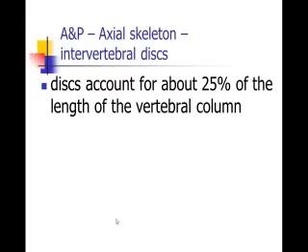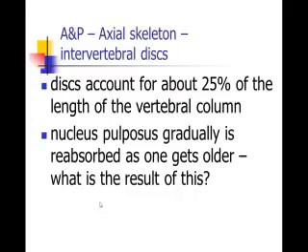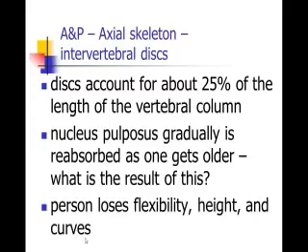The discs account for about 25% of the length of the vertebral column. That's a pretty substantial amount. And as one gets older, the nucleus pulposus is gradually going to be reabsorbed. This has several unfortunate consequences. One would be the person gets shorter. Another would be less flexibility. And the other, the curves go away. Because remember, the curves are caused by the wedge shape of the discs, and if the discs become deflated, they become less wedge-shaped. So the person becomes less flexible, not as tall, and the curves go away.